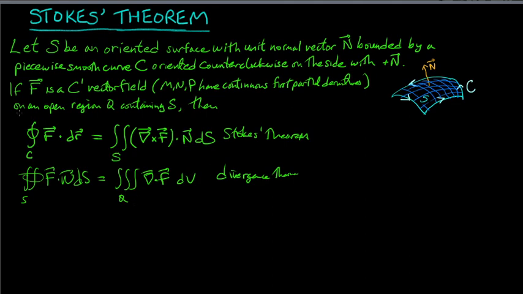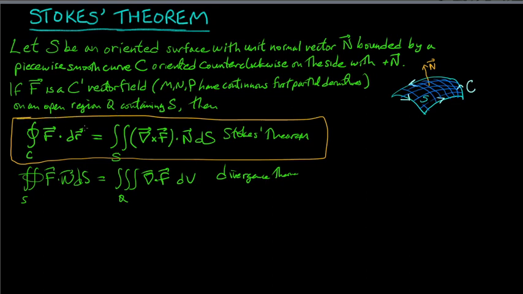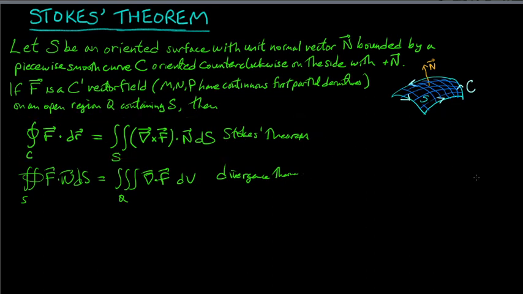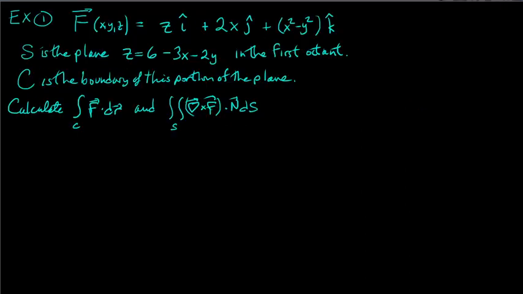So in this course we'll do some examples where we calculate the line integral, and we also calculate the surface integral, and we effectively show that we get the same thing here. All right, so let's do that. Okay, so here's our first example. We have a vector field F. It's zi plus 2xj plus (x squared minus y squared)k.